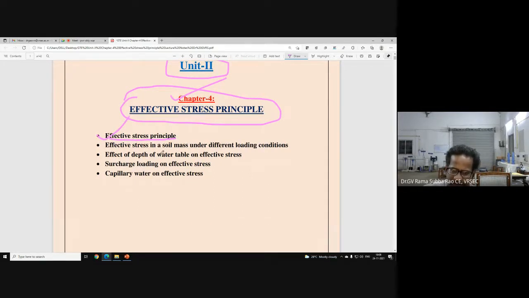The term effective stress was coined by a great professor, supposed to be called the father of modern geotechnical engineering, undoubtedly Terzaghi. So now we are going to discuss Terzaghi's effective stress principle. Initially we discuss the effective stress principle. Later we think about how to determine effective stress for different ground conditions and also different loading conditions. So let us proceed now.